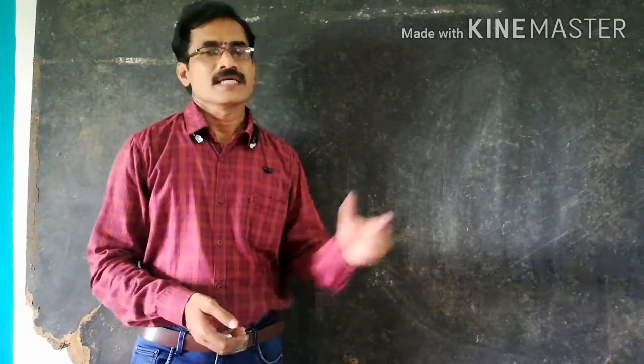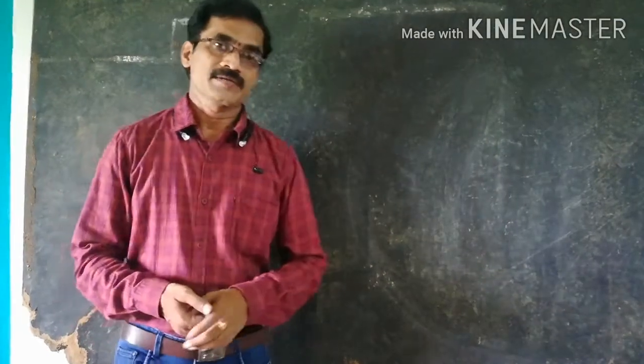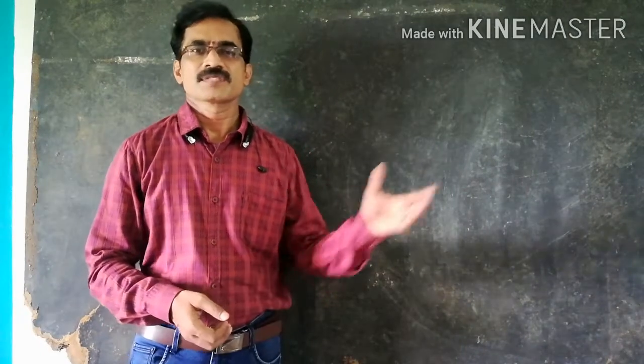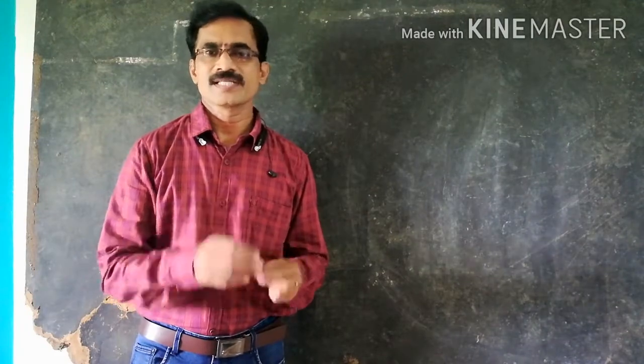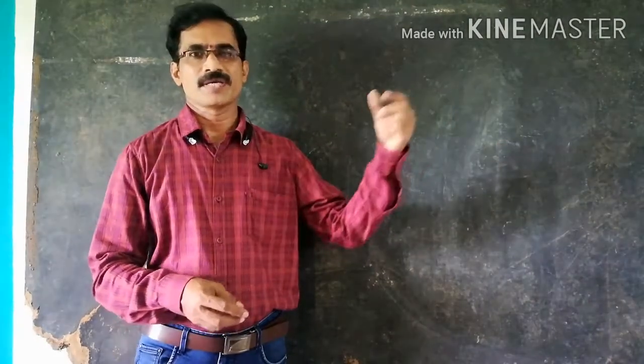In polynomials, we have monomial, binomial, according to the number of terms in the polynomial; they are categorized into some types. According to the degree also, we have some types of polynomial. If the degree of the polynomial is 1, then it is called a linear polynomial.